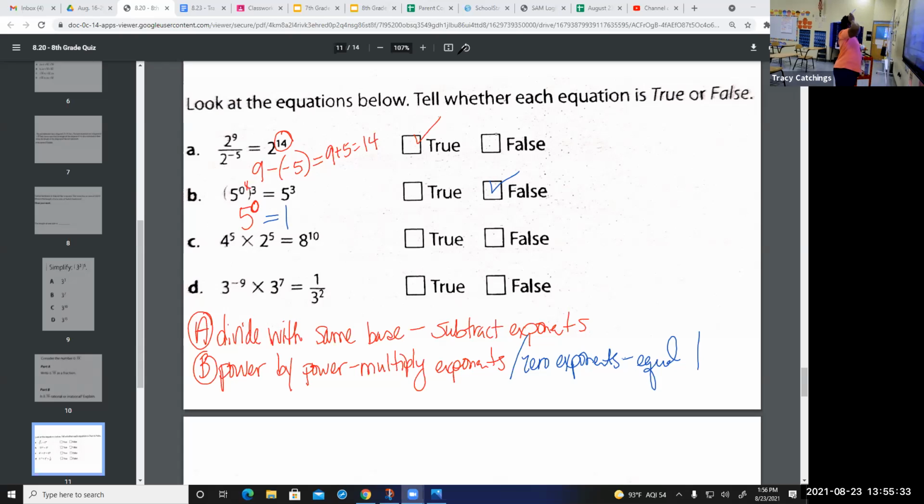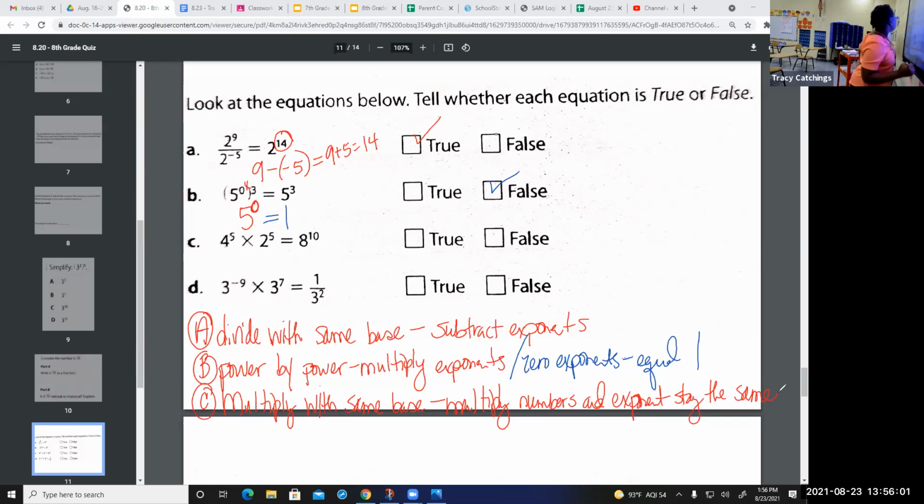All right, C, we got 4 to the 5th times 2 to the 5th. This will be multiplying with the same base. And when we multiply with the same base, we multiply the numbers and the exponents stay the same. So in this example, 4 times 2 will give us 8, and we should still have that exponent of 5. So that will be false.